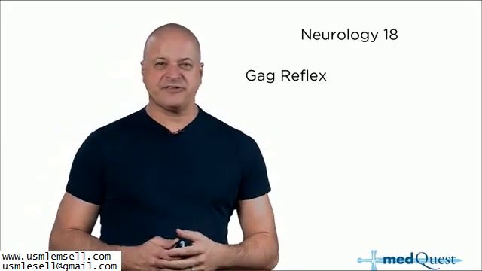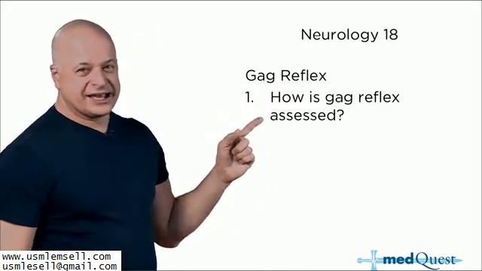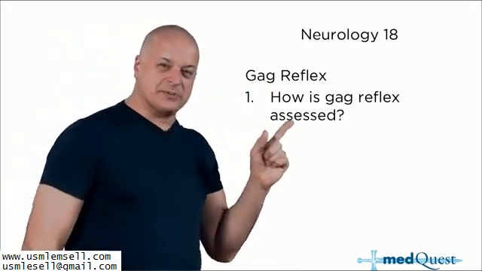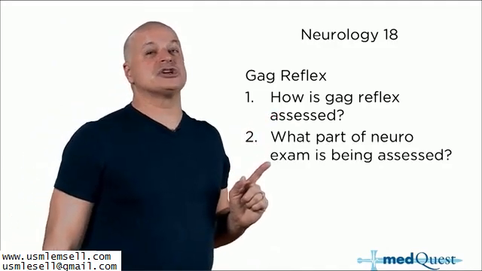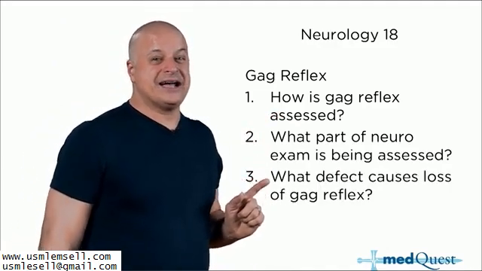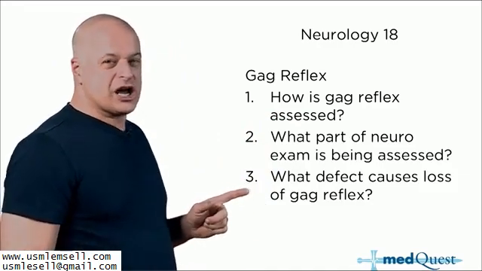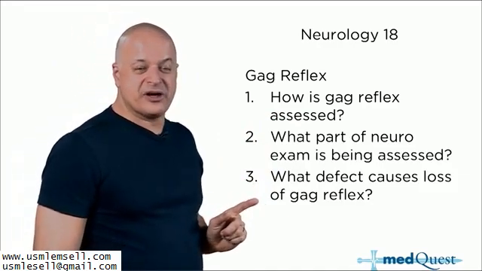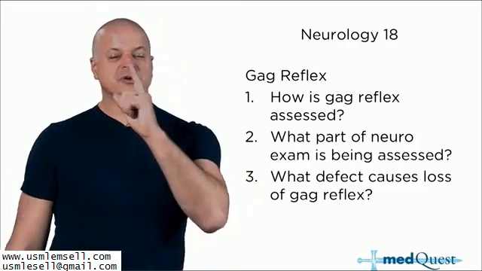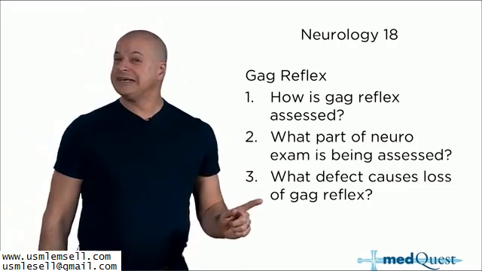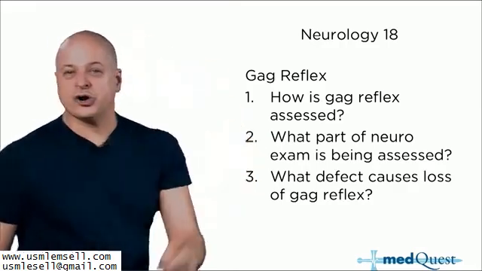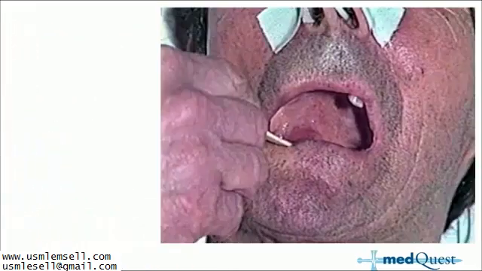Next one, gag reflex, cranial nerves 9 and 10. The gag is assessed by putting things in the back of people's throat and seeing if they gag. The neuro exam tests cranial nerves 9 and 10. What's the most common reason to have an abnormality of the gag reflex? A stroke.